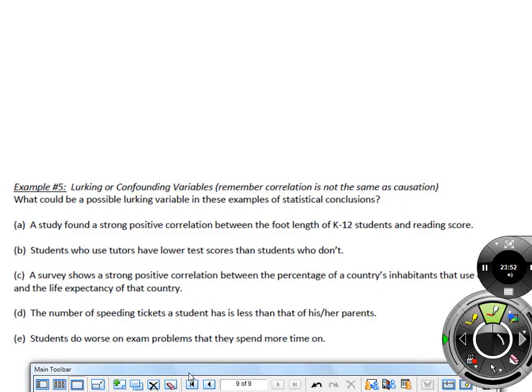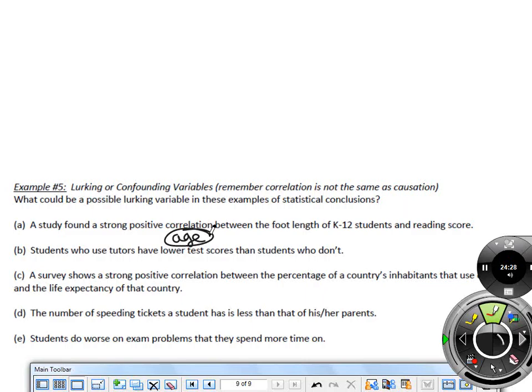So here are some situations where there's another factor that the person isn't looking at. For example, a study found a strong positive correlation between the foot length of a K through 12 student and their reading score. So, students that have bigger feet read better. Yeah? What is it that they're missing here? Yeah. Age is the confounding factor here, right? They're missing out the variable of age. Age is important in this one. They are not acknowledging the age of the person, okay?